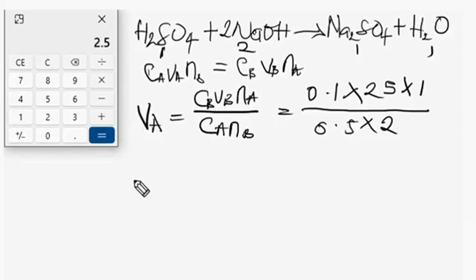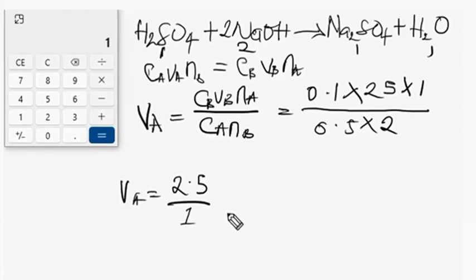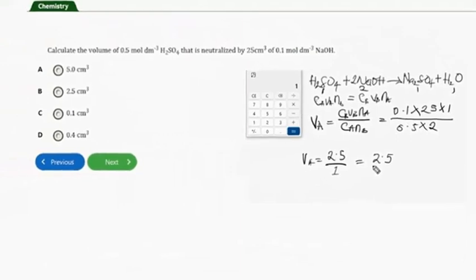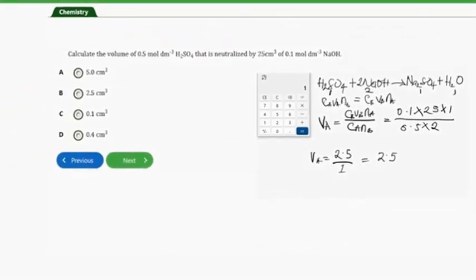So let's go ahead and write it down here, 2.5 over, so let's do 0.5 times 2, that's 1. So this will be 2.5 over 1, that's 2.5. So guys, the answer to this question is option B here, that's 2.5 cm cube.